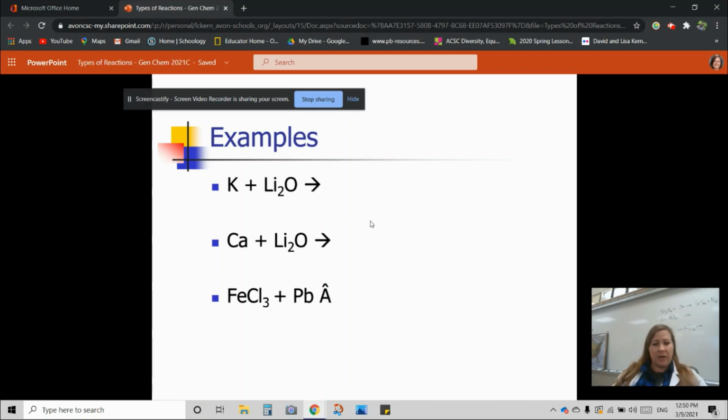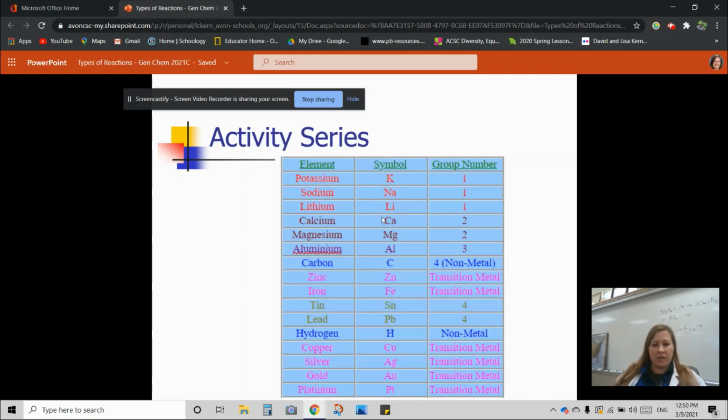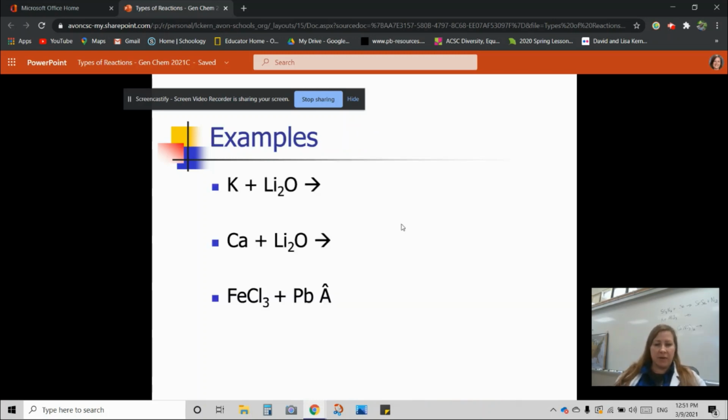On the second one, we've got calcium and lithium oxide again. So let's see, is calcium stronger than lithium? And here's calcium. It is below lithium. So calcium will not be able to kick lithium out. That means this reaction is not going to happen. So we would put NR, no reaction, not going to happen.